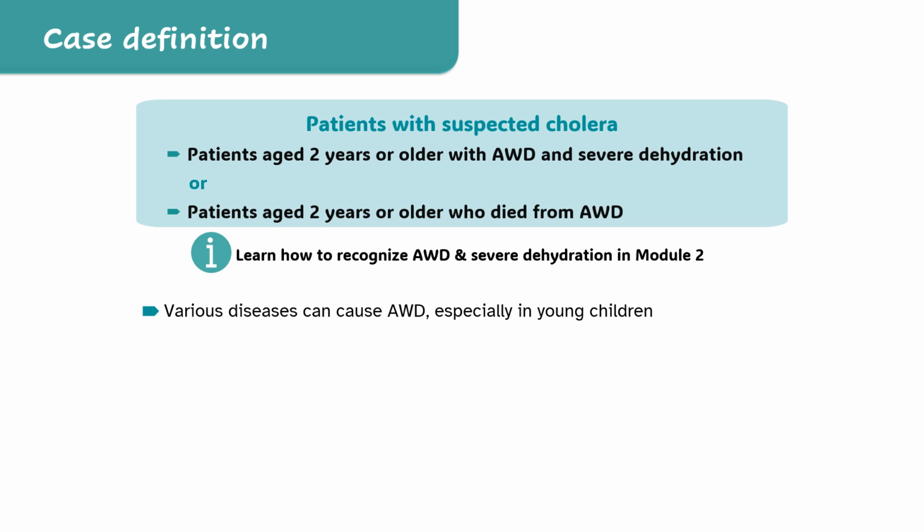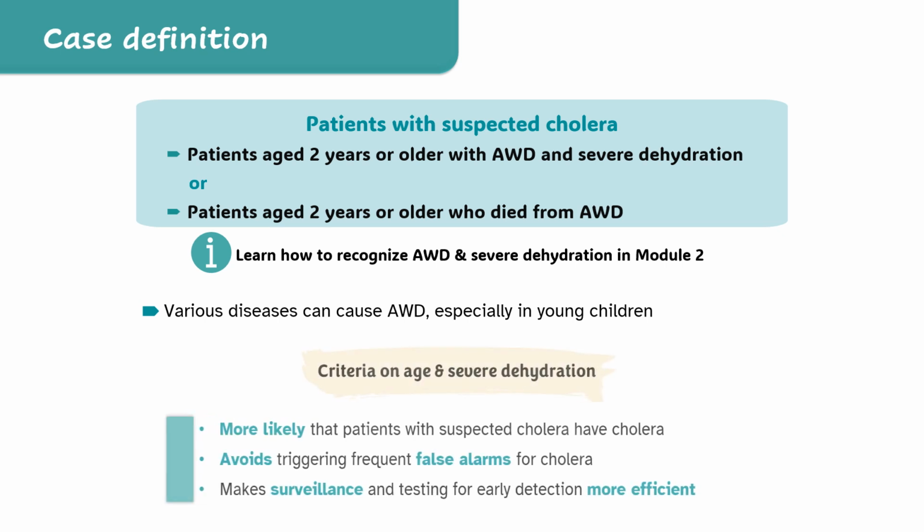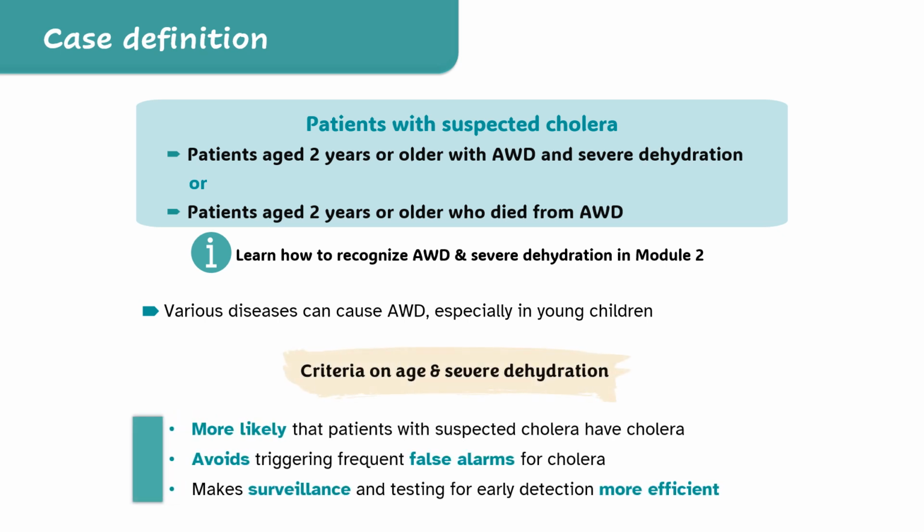That is why, in addition to AWD, criteria on age and dehydration apply. It is more likely that patients with AWD who meet these criteria do have cholera. Therefore, applying criteria on age and severe dehydration avoids triggering frequent false alarms for cholera. This makes the early detection system more efficient.